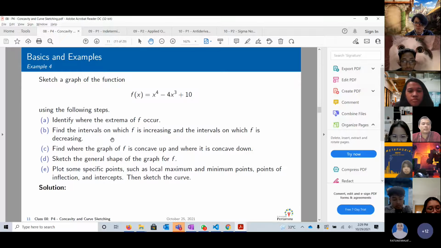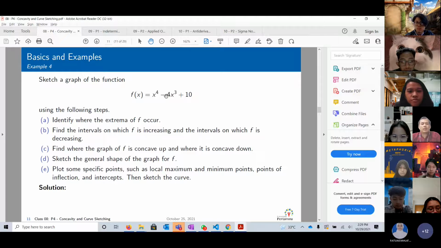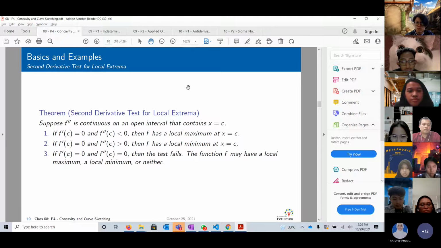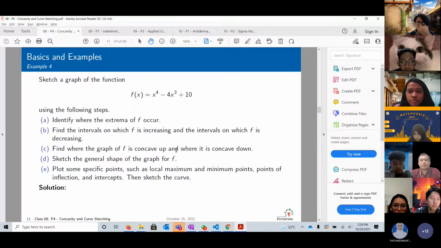We can use this later, but now I want to show you how to sketch a graph where we know the monotonicity and the concavity.